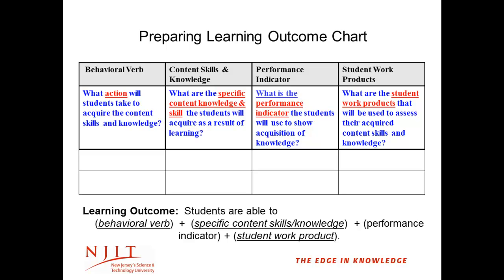And then 5 minutes. Okay, and then we would like you to pick some sort of action or behavioral verb that you're going to have the students do to acquire that skill and knowledge so that they have an outcome for that skill and knowledge. Just one. Let's just start with one since we only have 5 minutes.